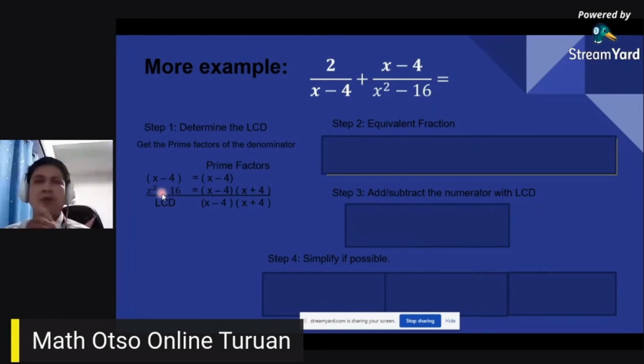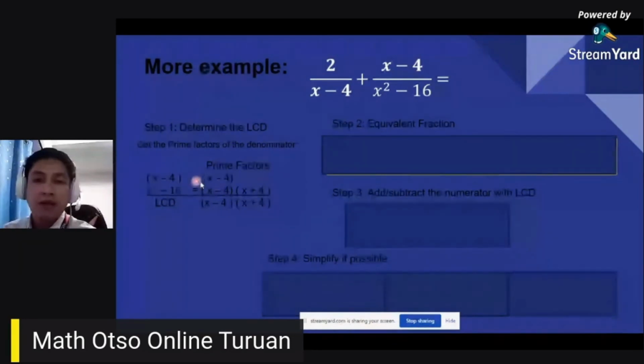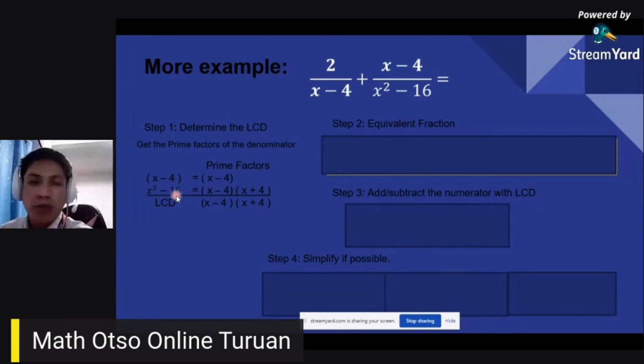Okay, step number 1, determine the LCD. So, kukunin natin ang kanyang prime factors. So, dahil binomial yan, tingnan natin if the binomial is already a prime factor. So, x minus 4, that is already prime. Hindi na siya pwedeng i-factor. While x squared minus 16, pwede natin gamitan ng difference of 2 squares. So, anong factor nun? X minus 4 times x plus 4. So, apply lang tayo ng factoring techniques.